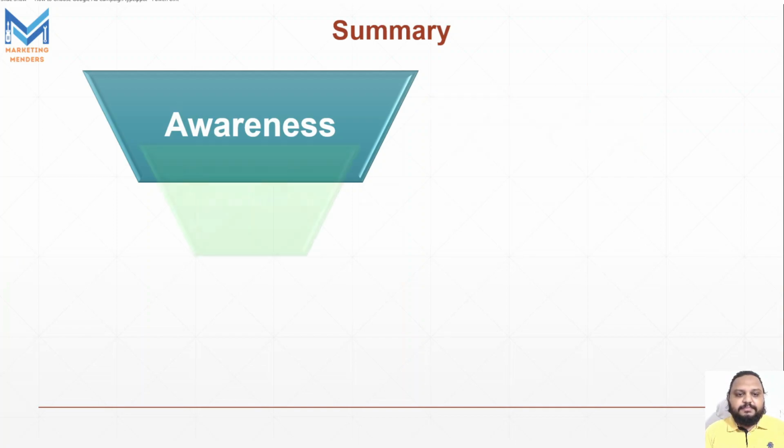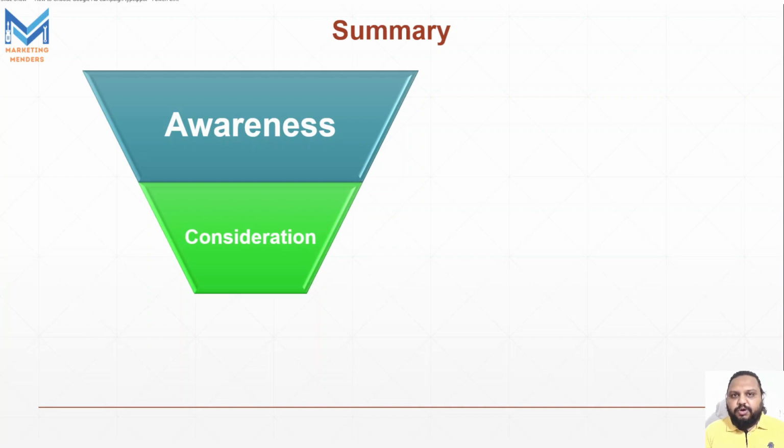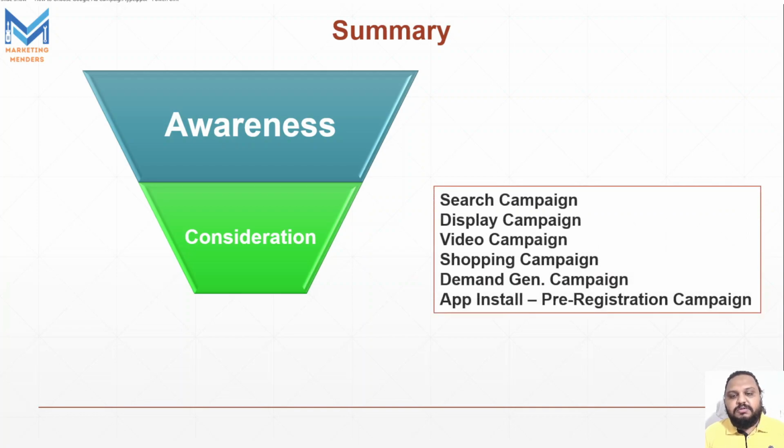Number two, consideration campaign. Now you have been in the business for quite a long time, say 3 or 4 months down the line. Now you want people to consider your product, A versus B, right? So you want people to consider your business instead of your competition. So if you are at a consideration stage, the best campaign types suitable for you are number one, search campaign, display campaign, video campaign, shopping campaign, demand generation, or app install or pre-registration campaign as well, right? Pre-registration campaign will tell you whether people are considering your business or not.